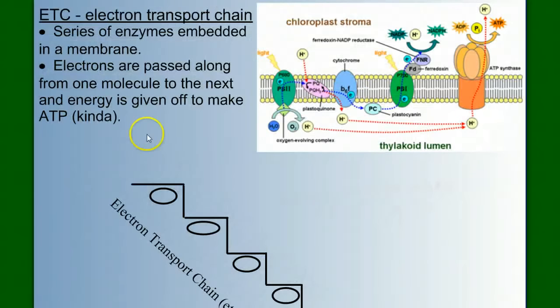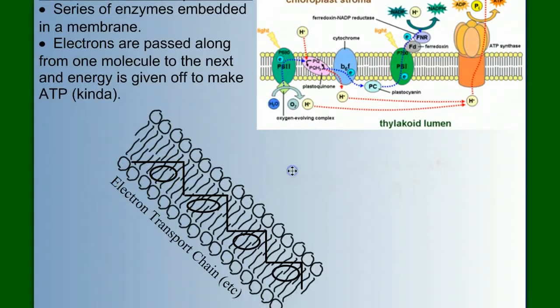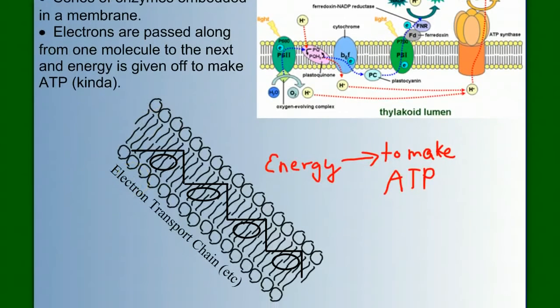The electron transport chain is a series of enzymes embedded in the membrane. So we're going to draw it like this with membrane around it. And when electrons get passed down electron transport chains, energy is given off to make ATP. Kind of. We'll get back to that in a moment.